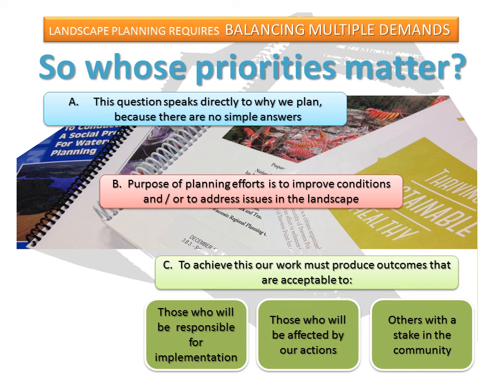But if we understand that why we would engage in such an activity is about improving conditions on the ground or addressing problems that we know exist, that means that we're trying to make some kind of change from what we see either now in terms of the trends or now in terms of what we see on the landscape. And in order to achieve that, we have to understand that this is going to be influenced by a wider range of stakeholders. Those who are responsible for implementing our plans, those who are affected by our actions, and others with a stake in the community. This is a really important part of the process, and it's one that we have to do a better job of engaging a broader coalition in determining conservation priorities for the landscapes that we're working in.